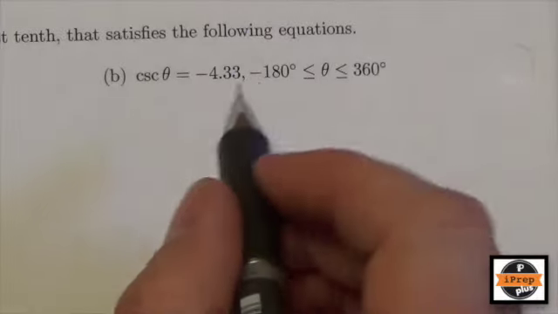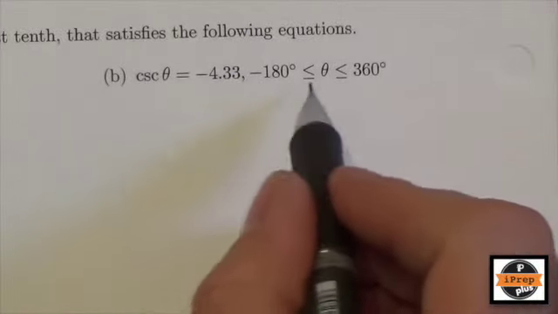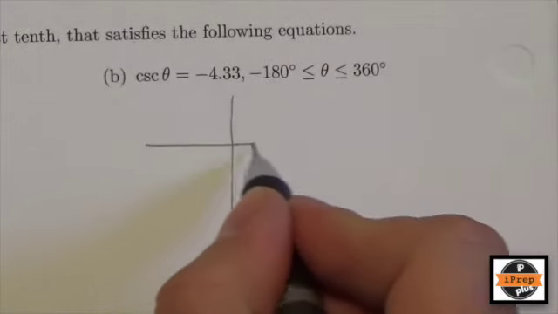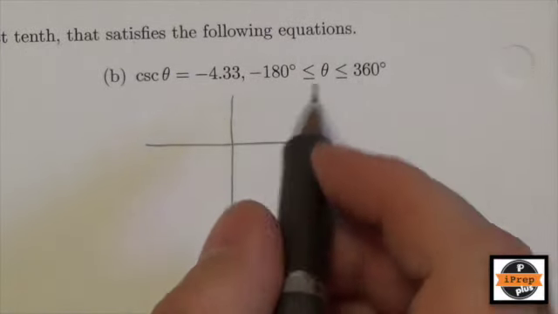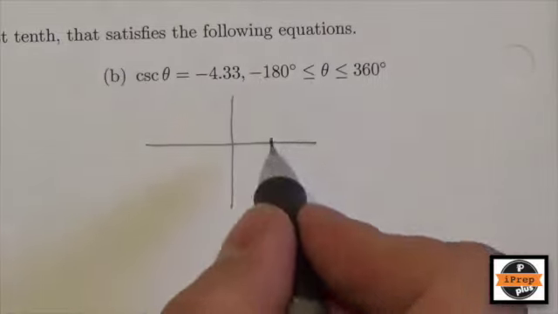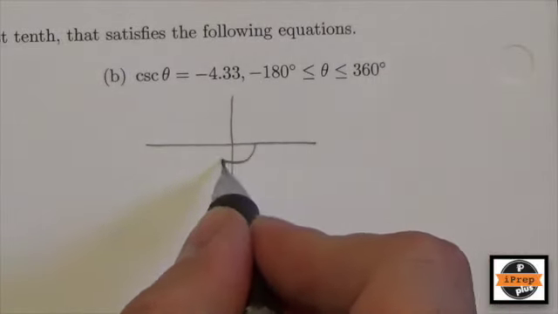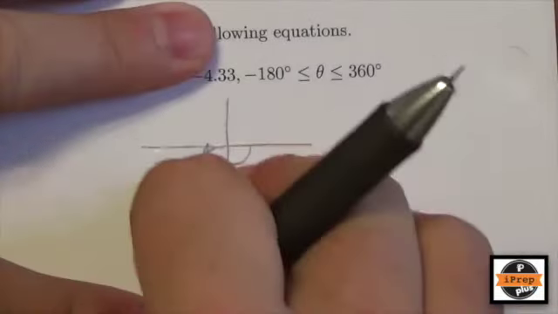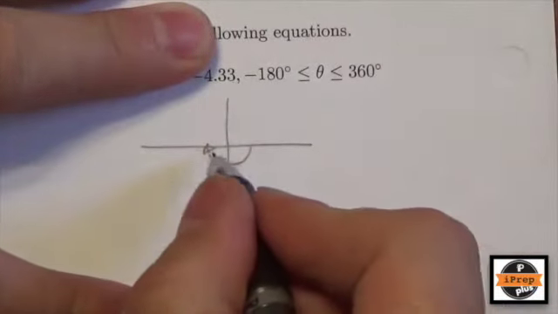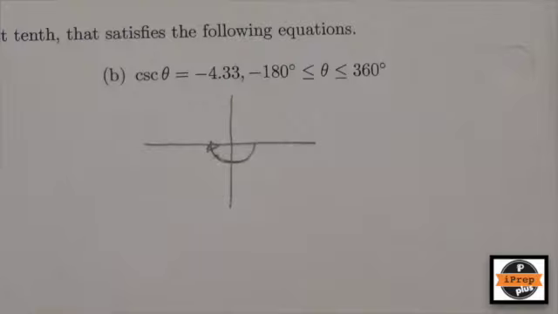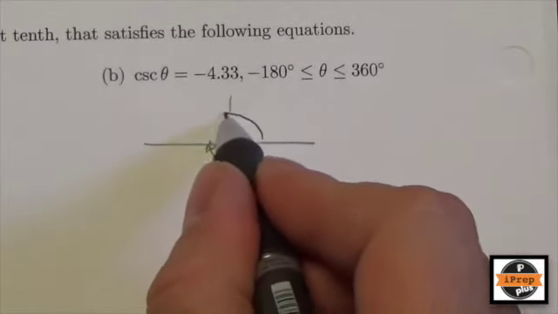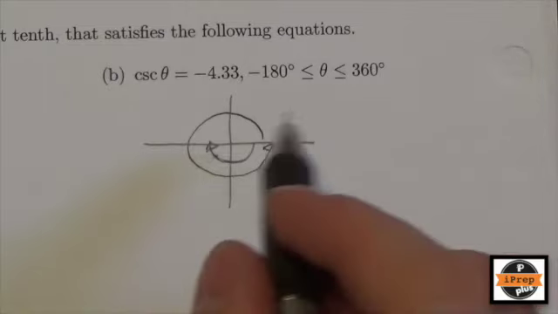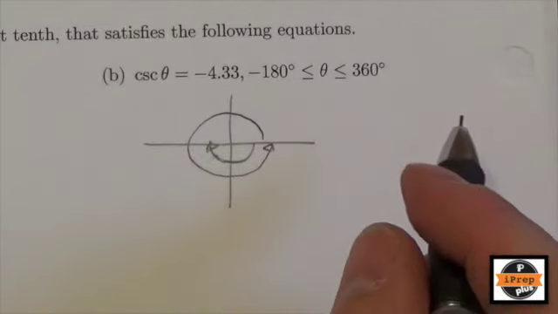Cosecant of theta is equal to negative 4.33. But more importantly, to start off with, I want to look at that domain. And notice where I'm looking here. I'm going to a negative half rotation, negative 180 degrees, up to positive 360, a positive full rotation. Okay, so that's kind of odd, but whatever.